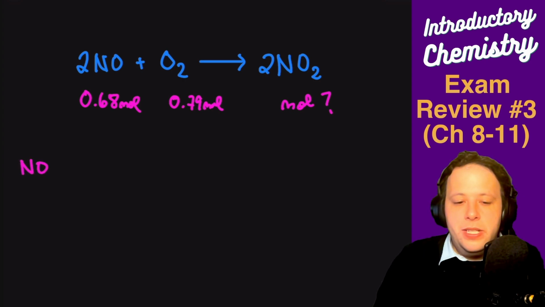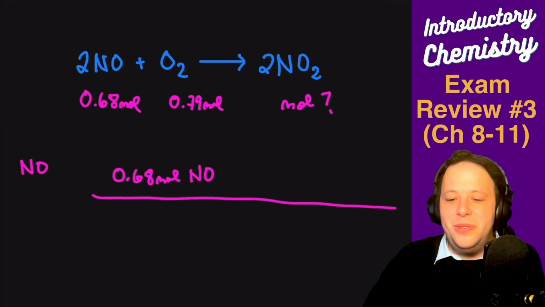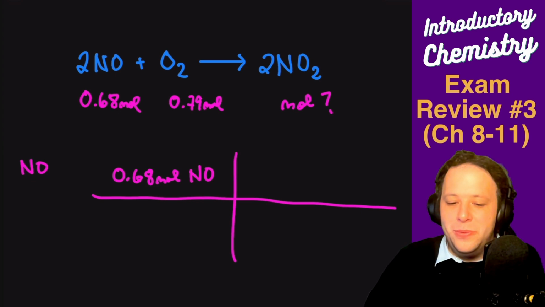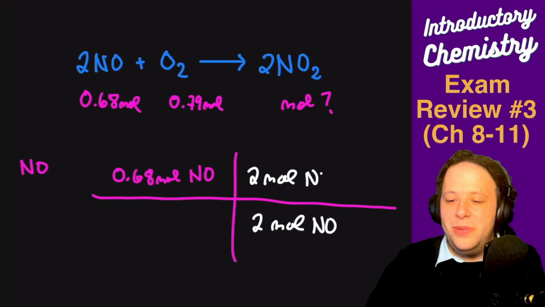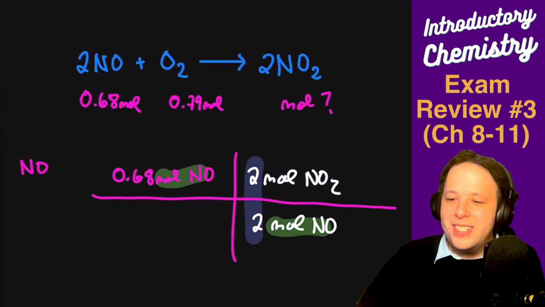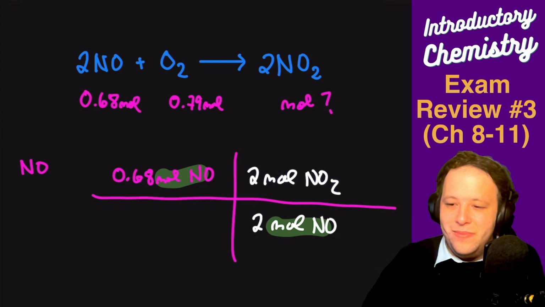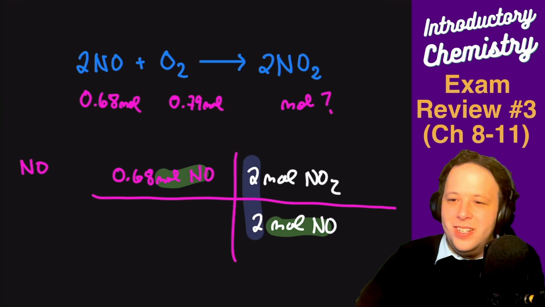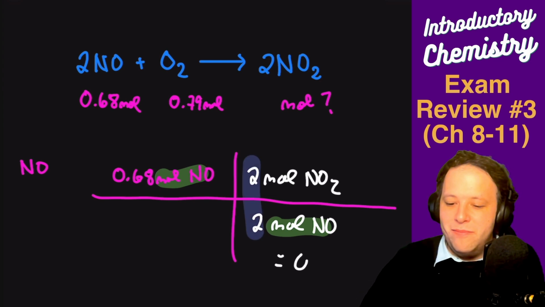So if we do, let's say, NO first, we have 0.68 moles of NO, and we want to convert that to NO2. So 2 moles of NO is equivalent to 2 moles of NO2. And we'll see that this cancels. This part doesn't cancel. The 2's cancel. So it's going to be the same kind of number, right? So it's going to be 0.68 moles of NO2.